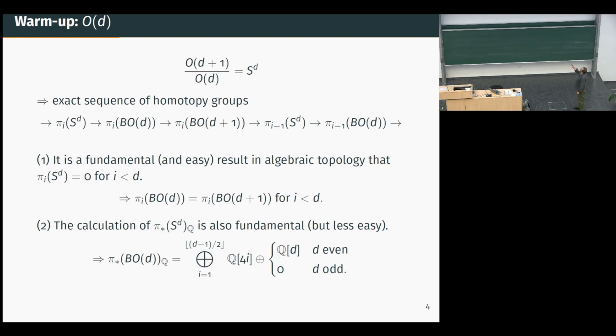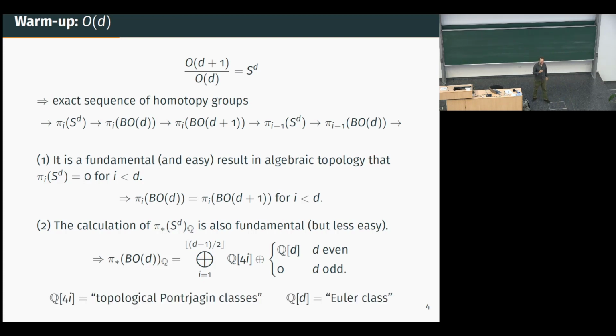It's a copy of the rational numbers every 4 degrees, so in degree 4, 8, 12, and so on, starting at 4 and ending at 4 times this number up here. And in addition to that, there's another copy of the rational numbers in degree d if d happens to be even. And otherwise, that's it. So this is a complete description of the rational homotopy groups of OD. So that's very attractive.